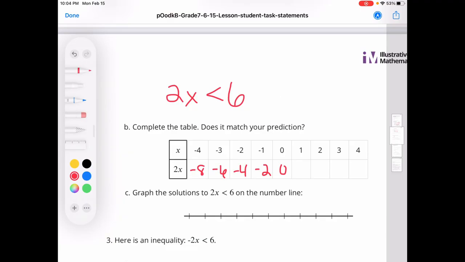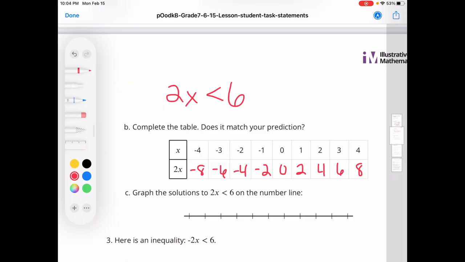And then I move to the positive. So 2 times positive 1 is positive 2. 2 times 2 is 4. 2 times 3 is 6. And 2 times 4 is 8. So now I can graph my solutions of 2 times x is less than 6. So I need to look at what x values give me an answer that is less than positive 6.